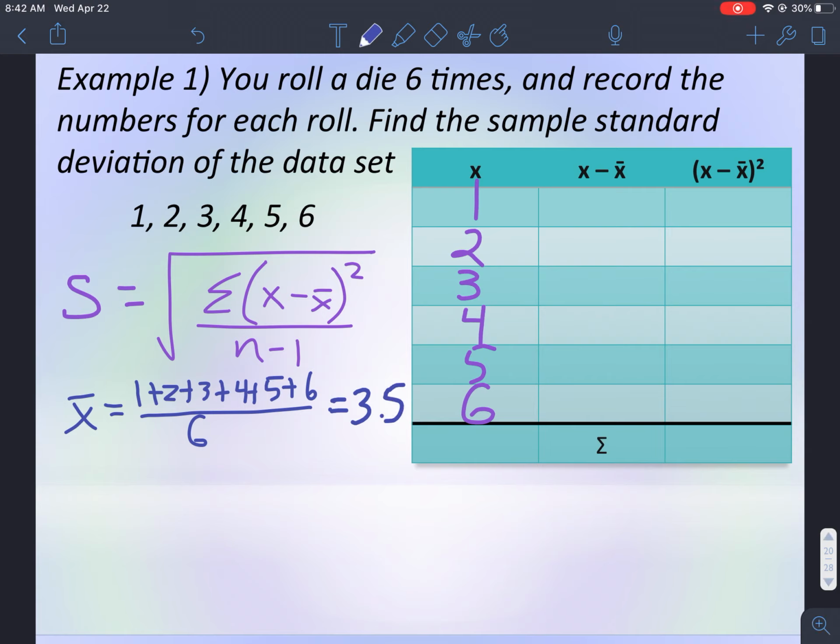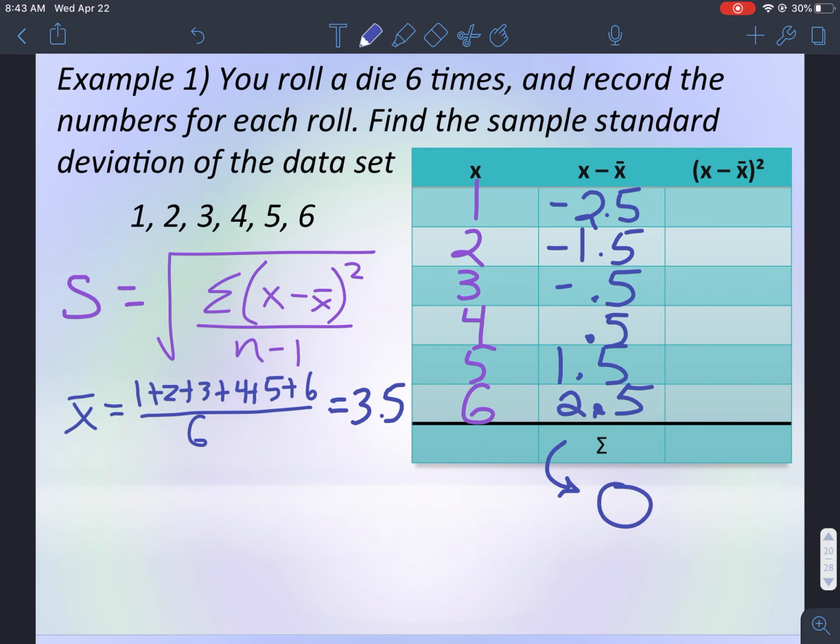The second column, I'm going to take each x value and subtract 3.5. So 1 minus 3.5 is negative 2.5. 2 minus 3.5 is negative 1.5. And so on. Remember that when we sum up this entire column, we should get 0. That's how I know I've done it the right way. It's also not a good measure of how spread out a data set is because the sum is 0.